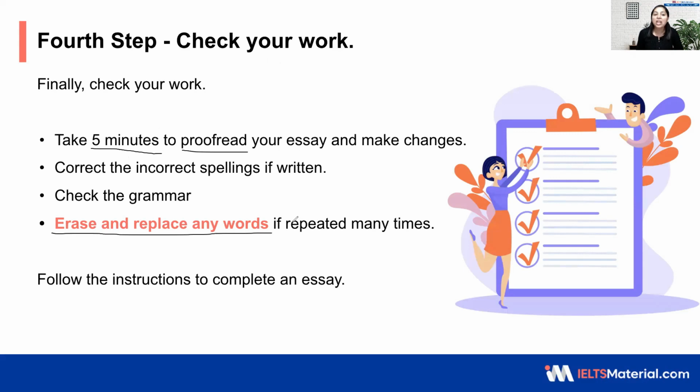This is called checking the work, that is checking for correct grammar, also checking for incorrect spellings if by mistake we have presented any, and also making sure that we erase and replace the words that have been repeated many times. Follow the instructions to complete an essay, and definitely you will be able to achieve band 8 with simple language, but writing it effectively following the structure. I hope this plan will help you in writing a clear answer for Writing Task 2.